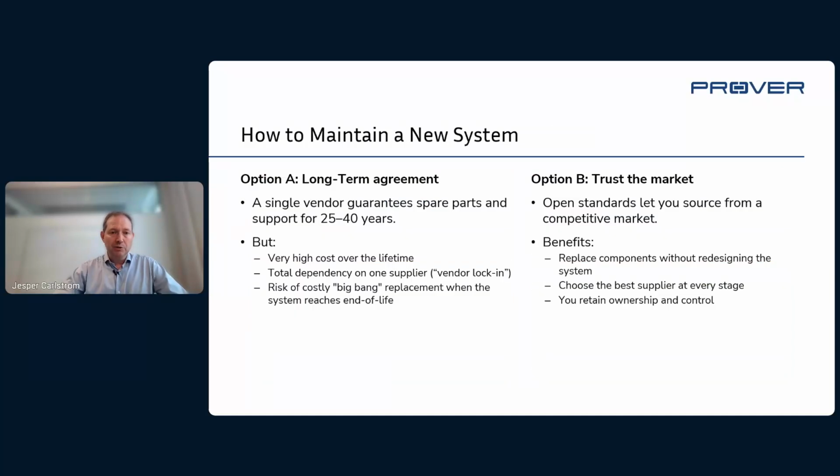If you then choose to buy a new system, you need to maintain it over a long time. You don't only want to buy it and then a couple of years later it stops functioning. So you need to ensure some maintenance. And there are basically 2 options. The traditional one, option A here, has been to have a long-term agreement with the supplier. So you have a single vendor, which was the supplier of the system, and they will guarantee spare parts and support for some long time. It can be 25 years sometimes, but it can also be up to 40 years.